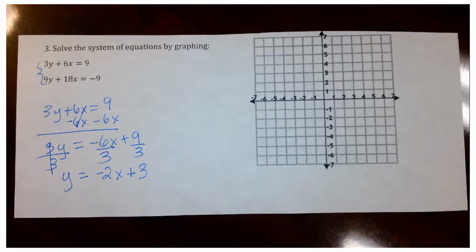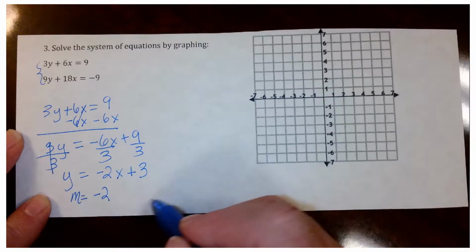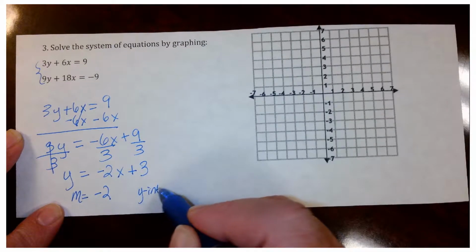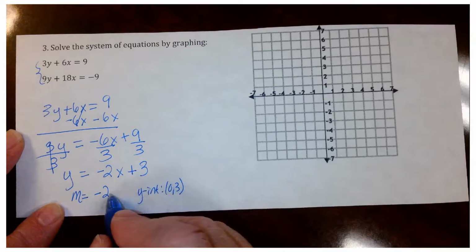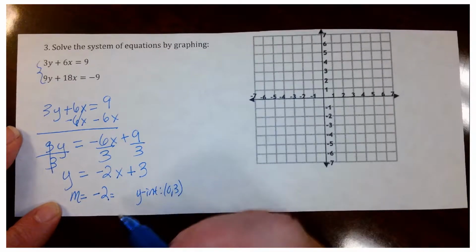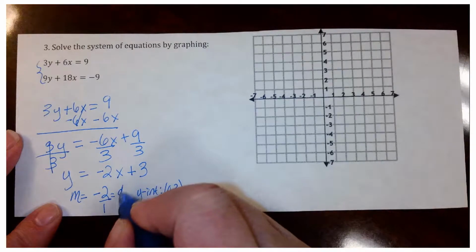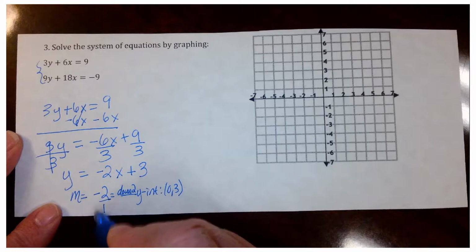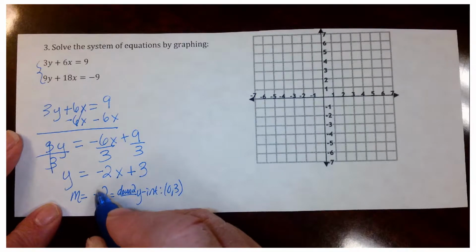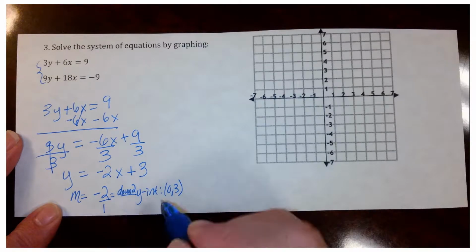Let's pull out the important information from this line. So our slope is negative 2, and our y-intercept is (0, 3). Remember, a slope of negative 2 is going to tell me rise over run. So negative means that I'm not going up, I'm going to go down 2. And because I can't put that negative in both places, if there's a negative there, that tells me I'm going down 2, but this tells me I'm going right 1.